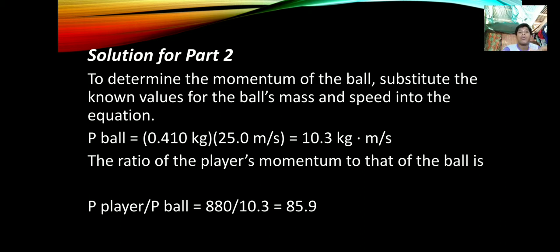So the solution for part 2, to determine the momentum of the ball, you have to substitute the known values for the ball's mass and speed into an equation. So the same equation will be used to find the momentum. P there is the ball with a mass of 0.410 kilograms times 25.0 meters per second. And this will give you a result of 10.3 kilogram meters per second.